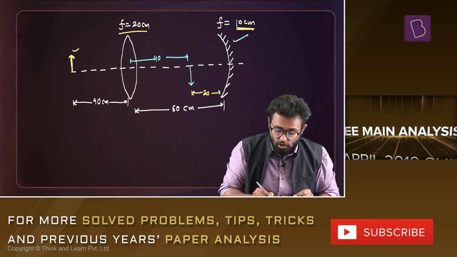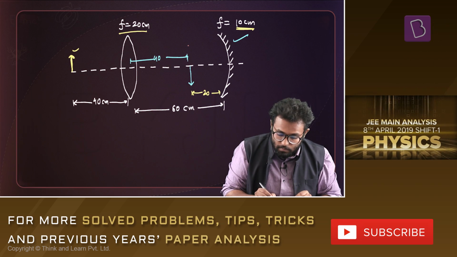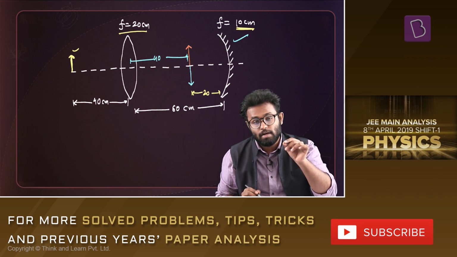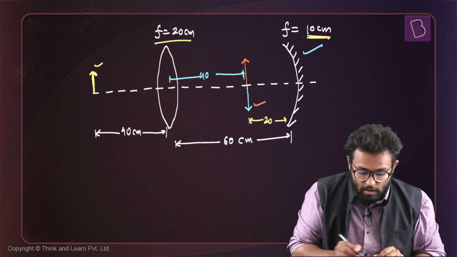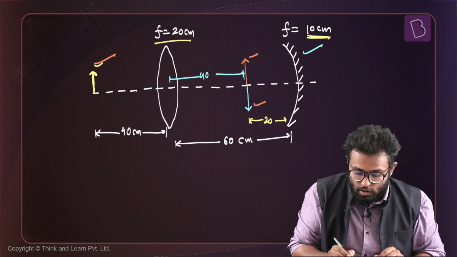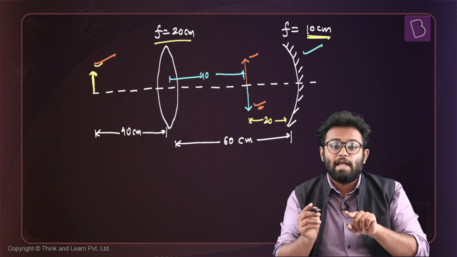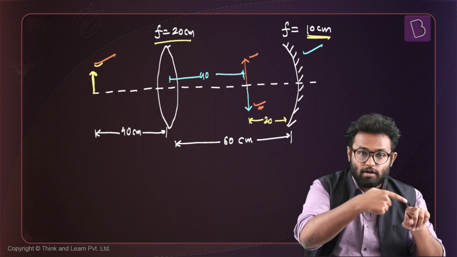So inversion of this would mean that the image would be formed upright like that at the center of curvature of the same size. So this one is an image of this, and this is an image of the below one, right? Now that image would serve again as an object for the lens, right? Because the light would again come back to the lens.